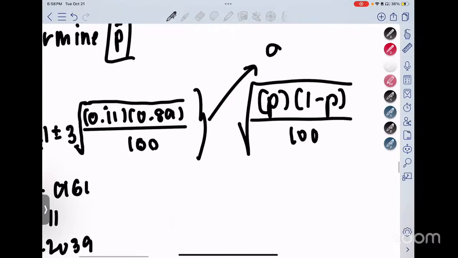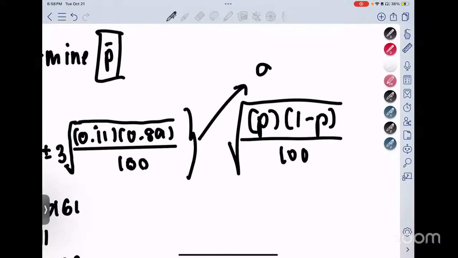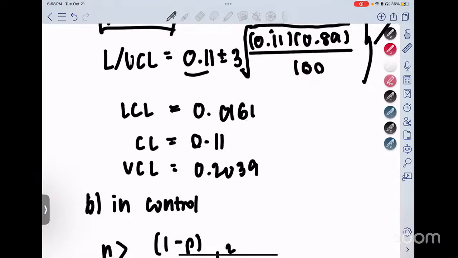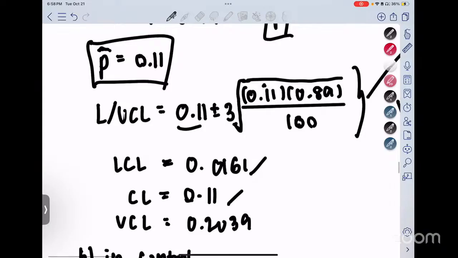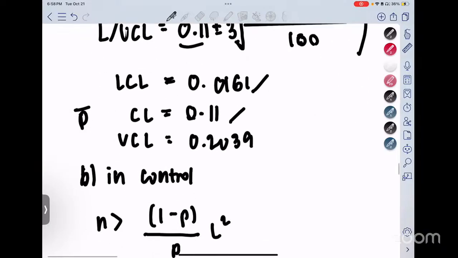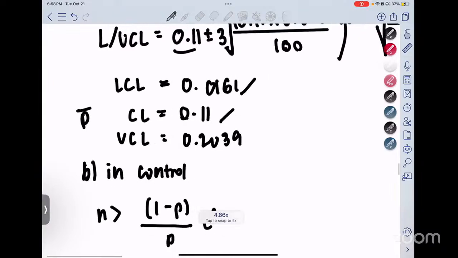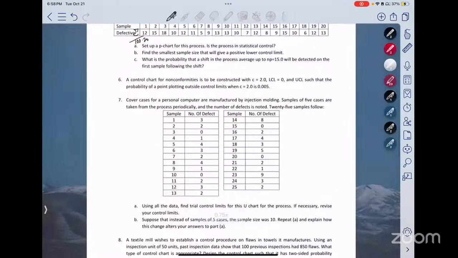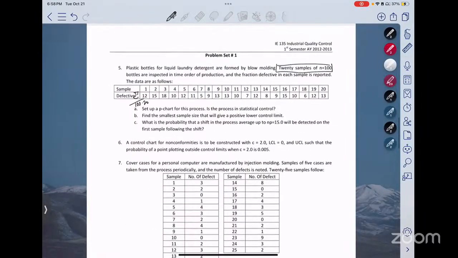Kasi without the square root, it's the variance. So ayan. Plugging that in, you get this for your LCL, this for your control limit, which is just again P bar, and then UCL, which is 0.2039. So yeah, that's essentially the limits of your P chart.